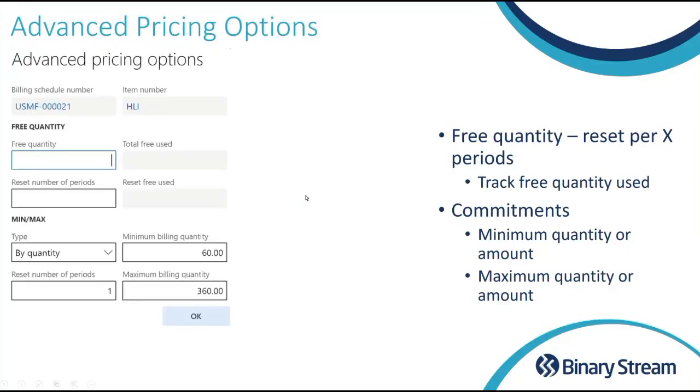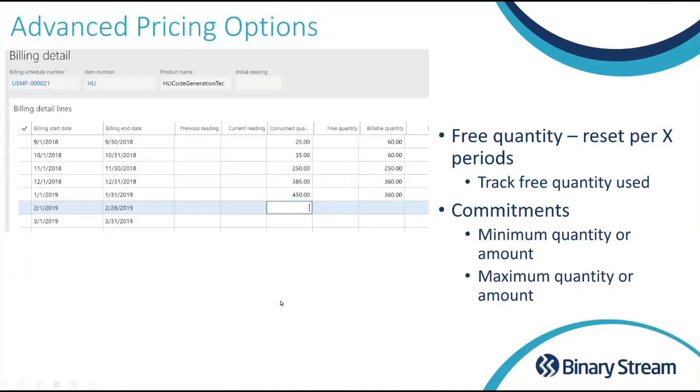The minimum and maximum, here I'm saying that by quantity, the minimum billing will be for 60 units, the maximum will be for 360 units. So again, if we look at an example of that, if I'm using 25 or 35, the minimum is 60. It will bill a minimum of 60. If I use something underneath the maximum, it will bill that actual quantity. Once I exceed the maximum of 360, it will only bill that amount.